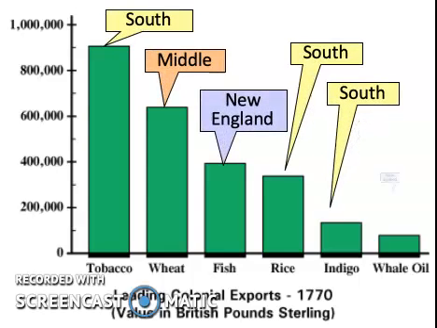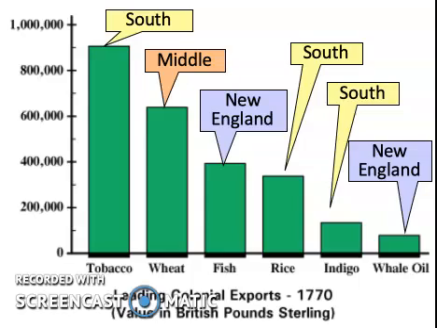We can see what's being produced where. Tobacco was by far the leading colonial export, followed by wheat and New England fish. Whale oil, rice, and indigo are all important early commodities from the colonies by the 1700s.